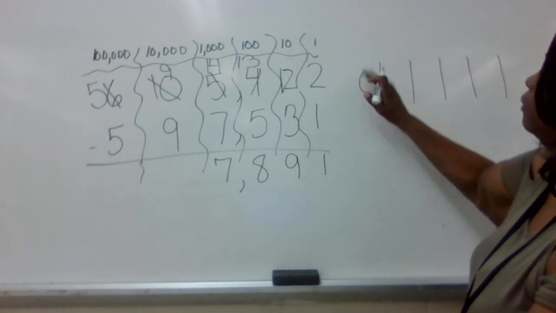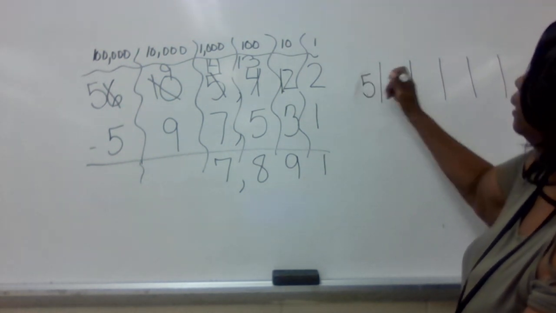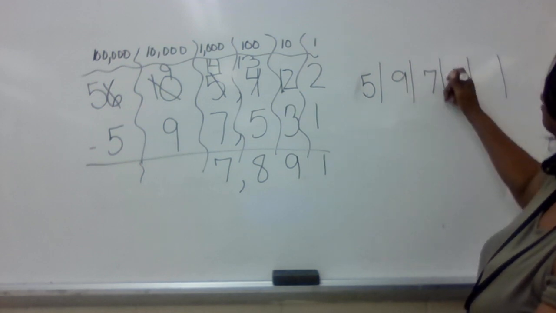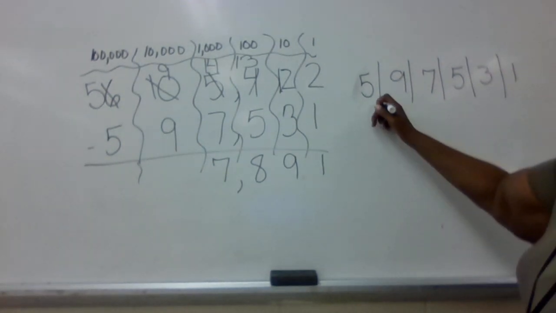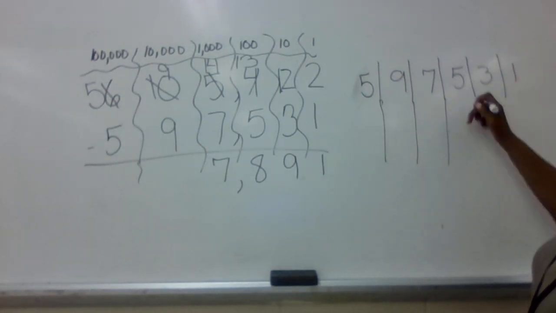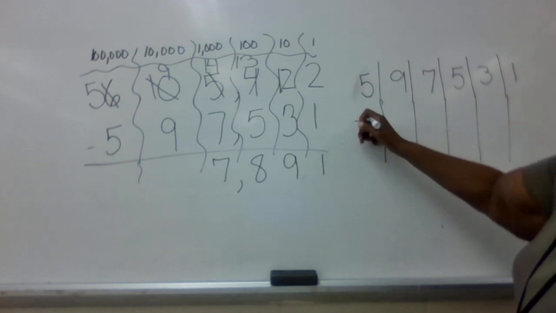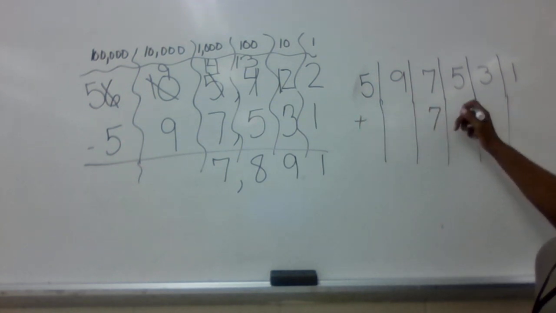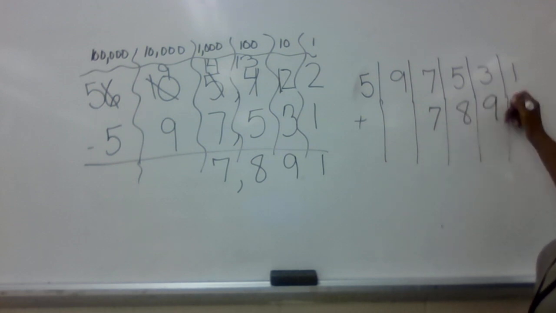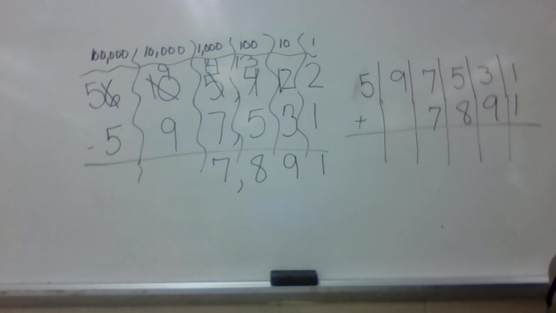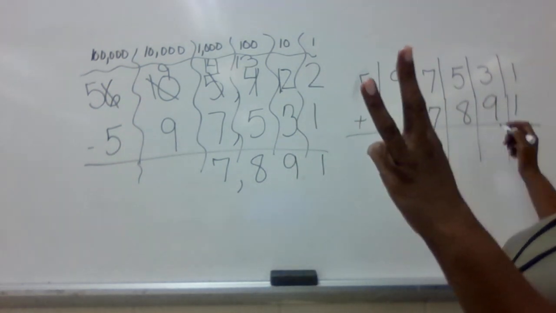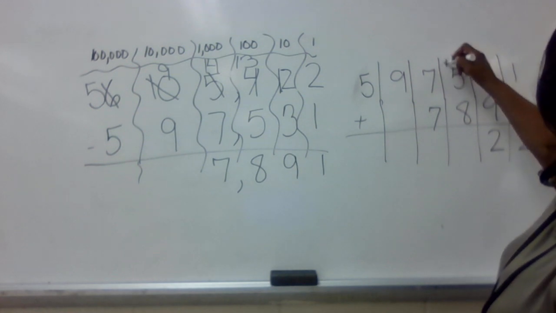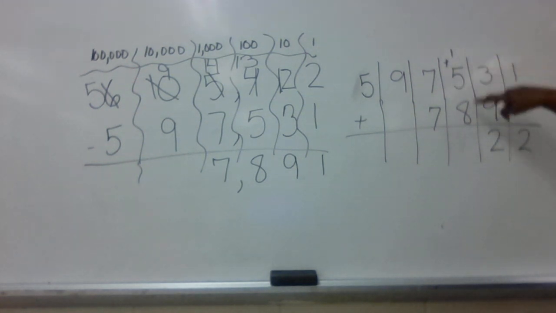So we have our 5, 9, 7, 5, 3, and our 1. And we're going to make my lines longer. And we're going to add to it our answer, which was 7,891. And we're going to add these together. So 1 plus 1 gives us 2. 9 plus 3, put 9 in your head and count on 3. So 9, 10, 11, 12. That gives us 12.